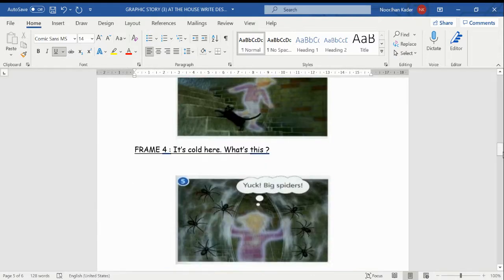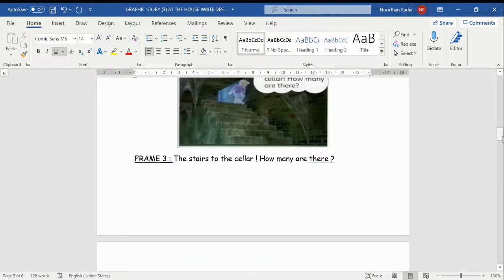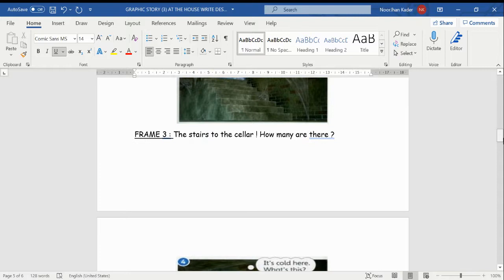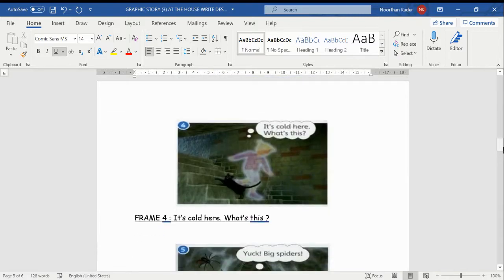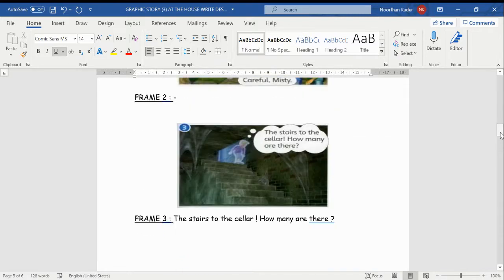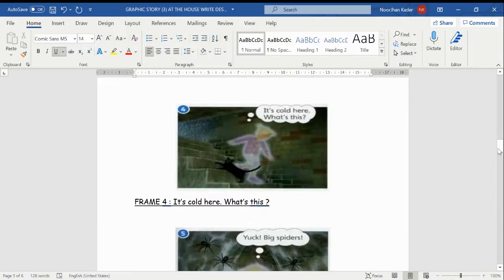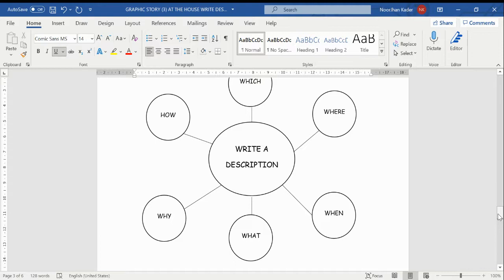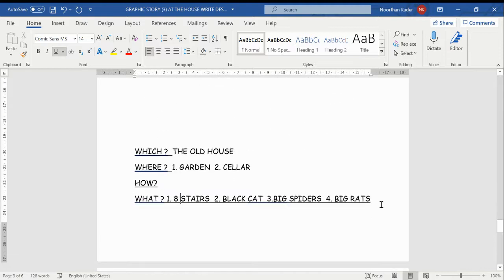Oh, a black cat. We forgot the cat just now. Oh no, this is the second one. Okay, in the cellar there are 8 stairs, in frame 3, not 7, 8 stairs. Just now we counted. And the second picture, what? Black cat. So 1 black cat. So you write here, of course, 1 black cat is actually 1. But because 1 is also a black cat, I just write here a.